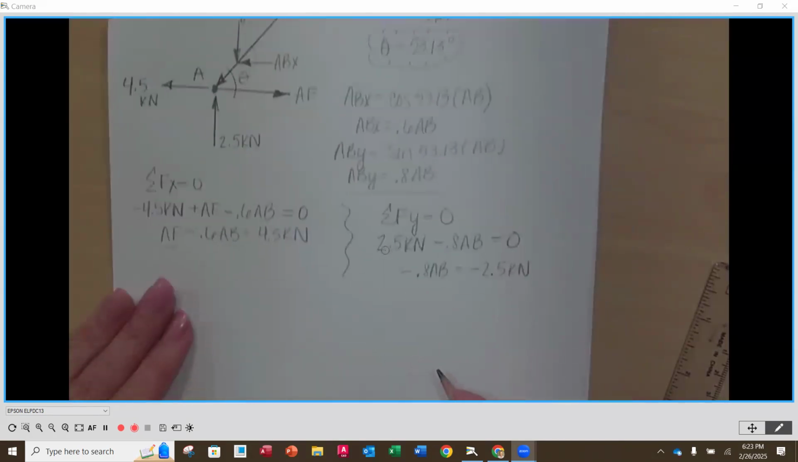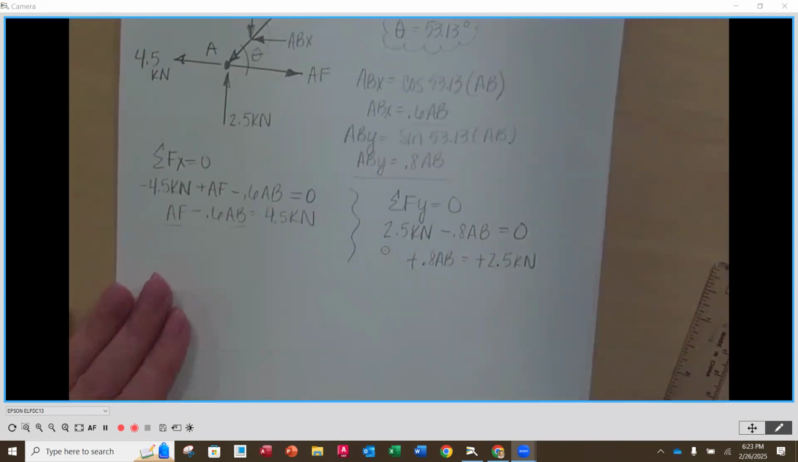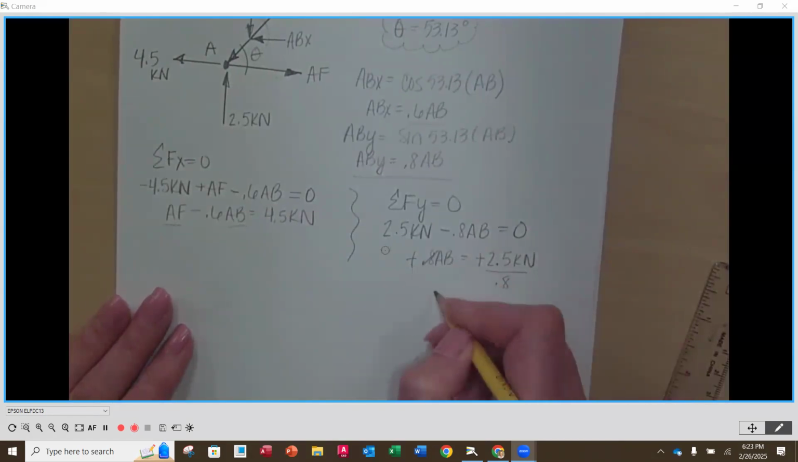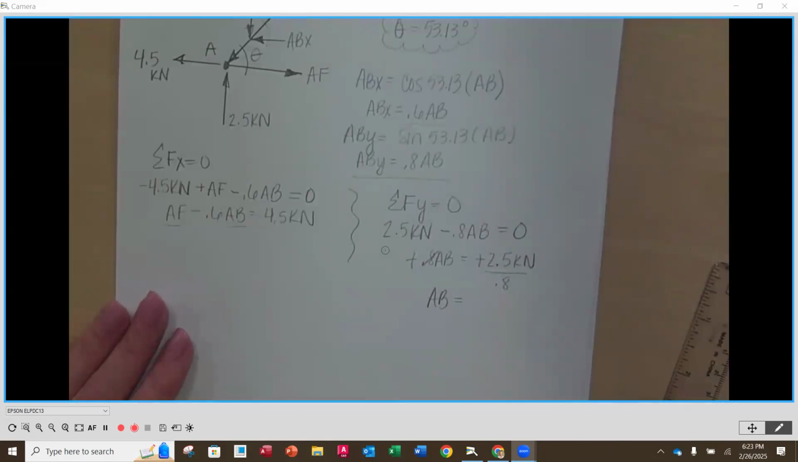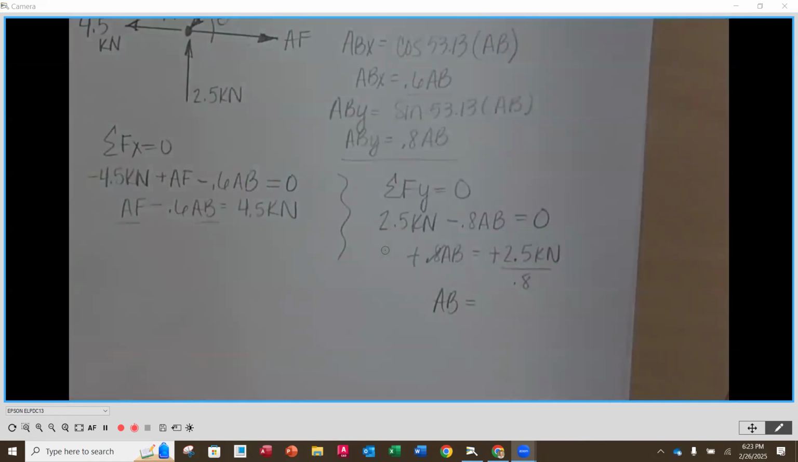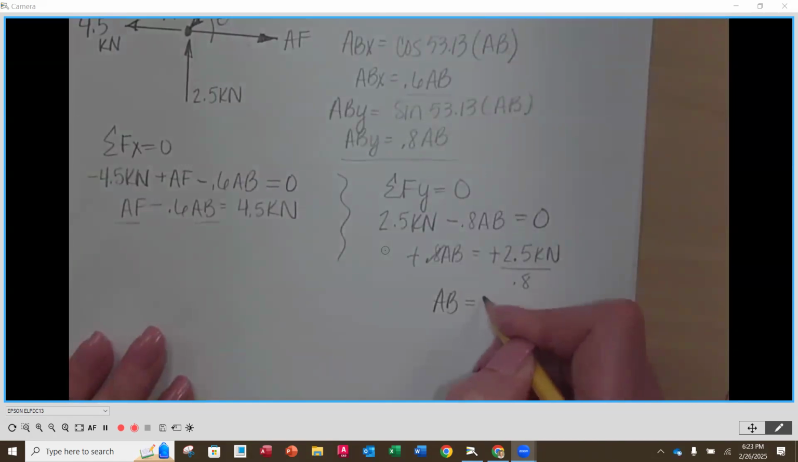So now we can see that we can make these both positive, which is good because then we assumed the right direction. And then we can divide both sides by the 0.8. And our AB, what do we get? 3.125. Yeah, that sounds good. So 3.125. I'm going to hold that third decimal place, and that's kilonewtons.